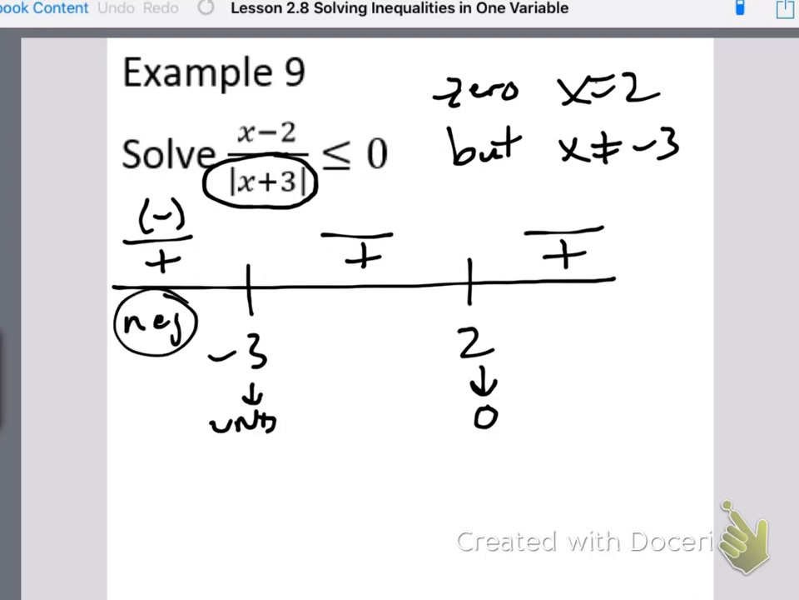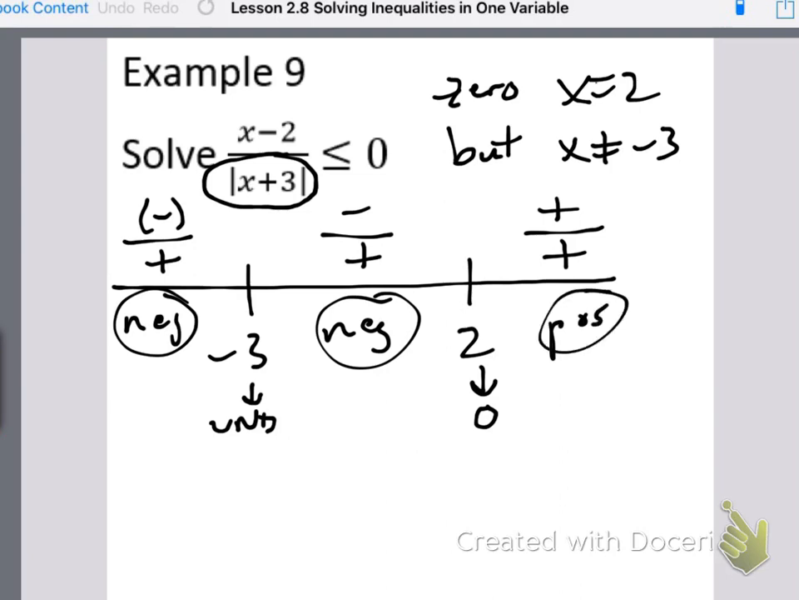Now, let's choose a number between -3 and 2. 0. 0 minus 2 is negative. So I have a negative over a positive, which is still negative. And finally, if I choose a number greater than 2, my top is going to be positive and the bottom positive, so I'm going to get positive.